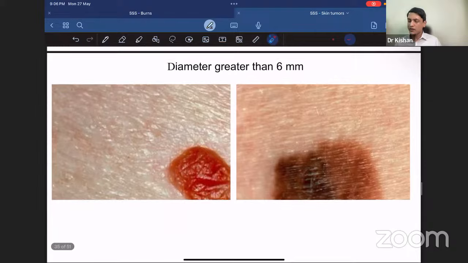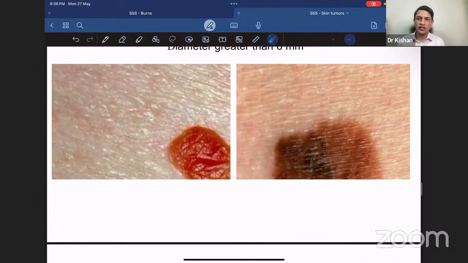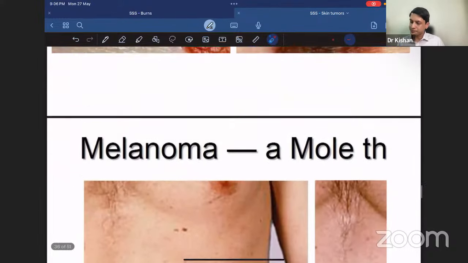Diameter: usually other small skin lesions will be less than 0.5 centimeter. Whereas to call it malignant melanoma, it should be more than 0.6 millimeter. That is the criteria. Okay.